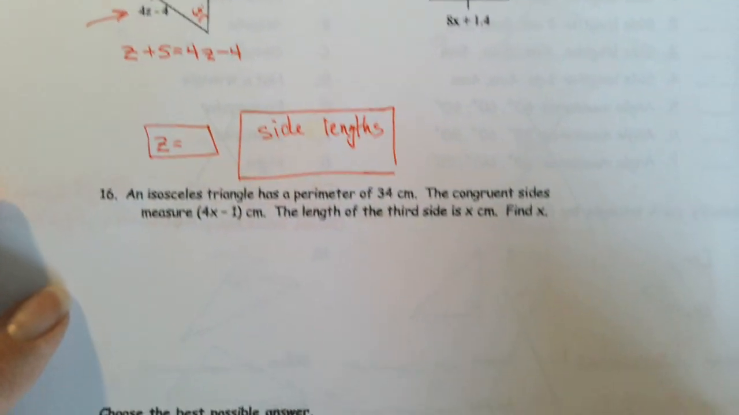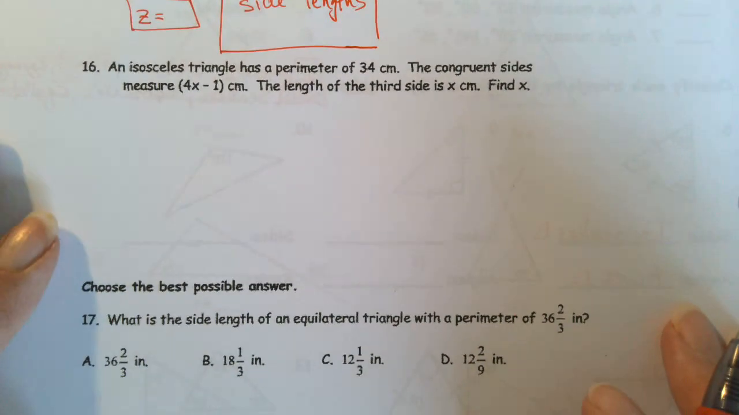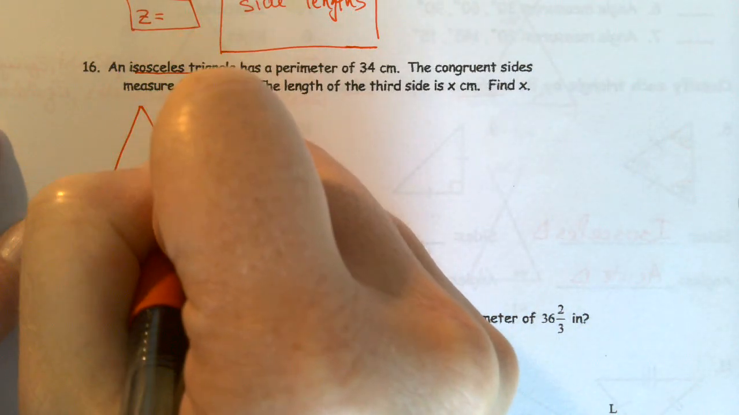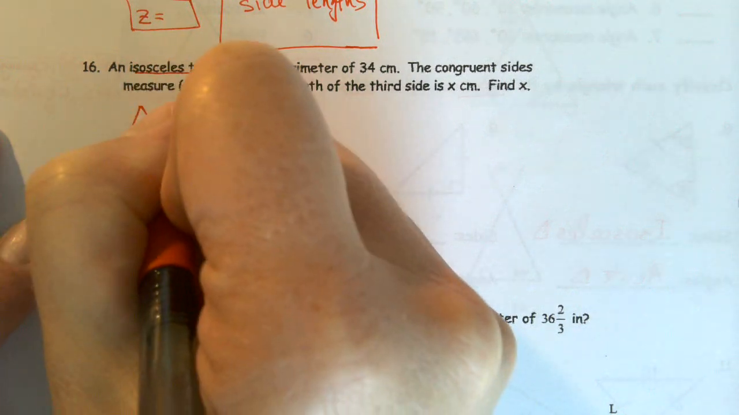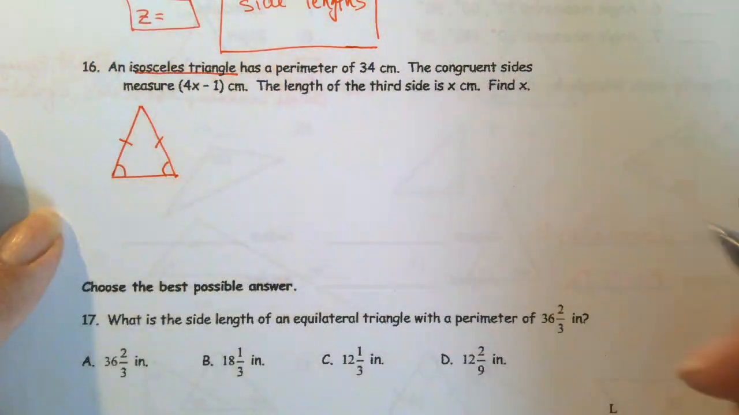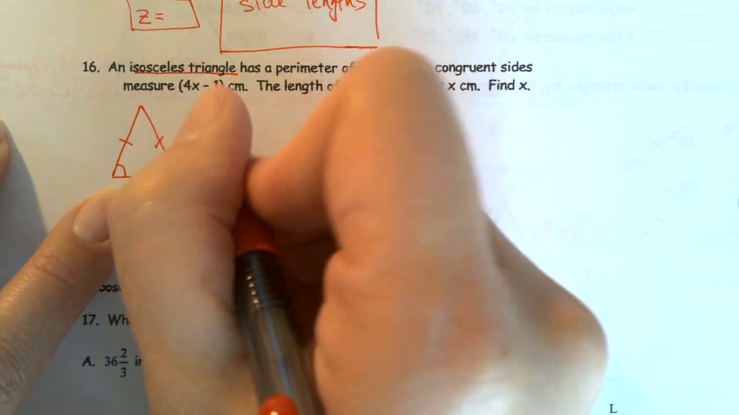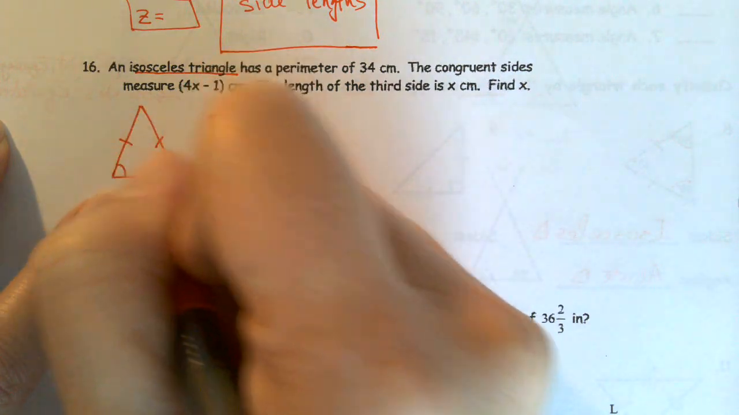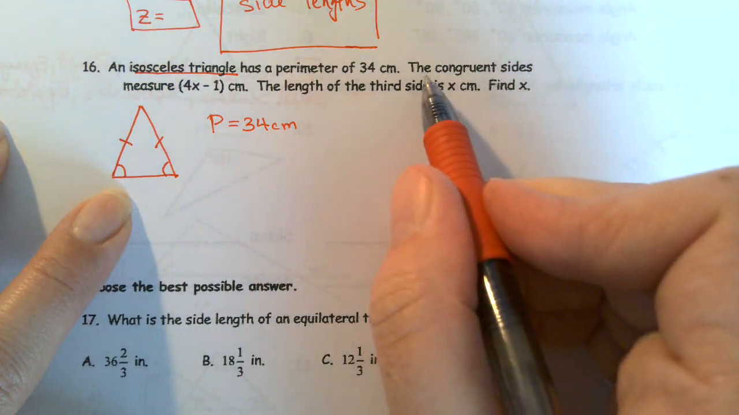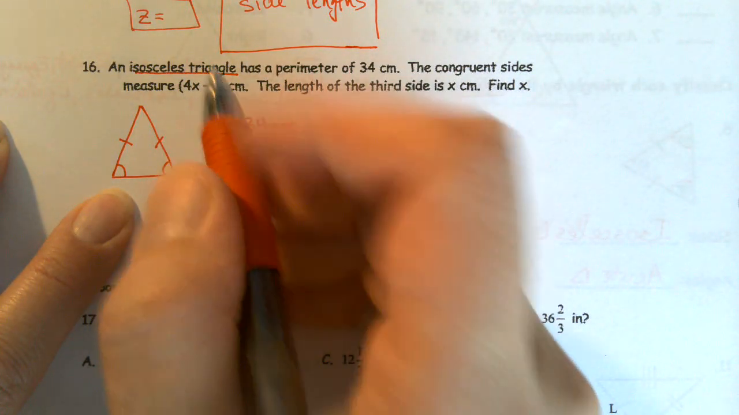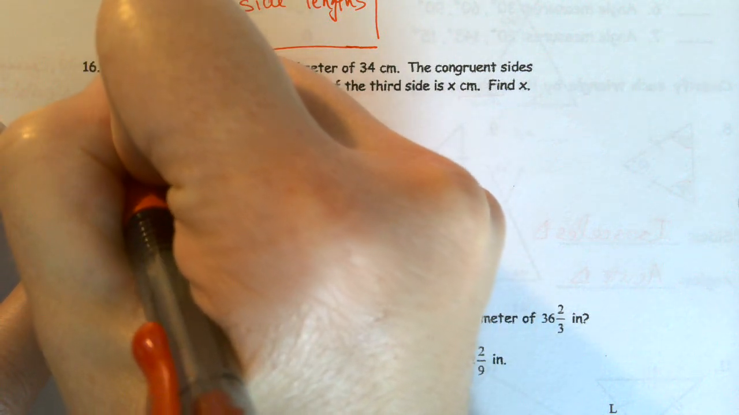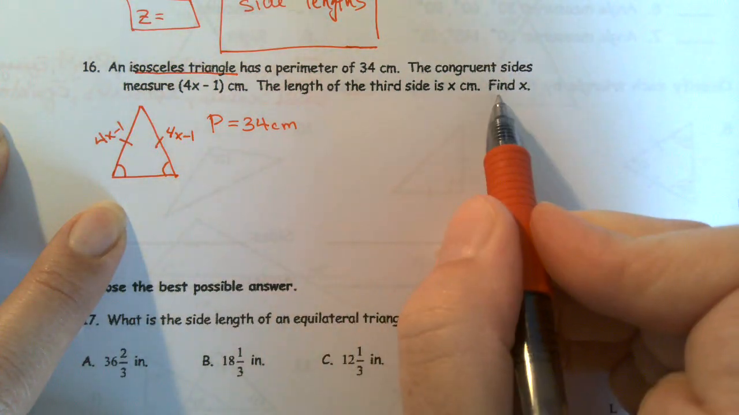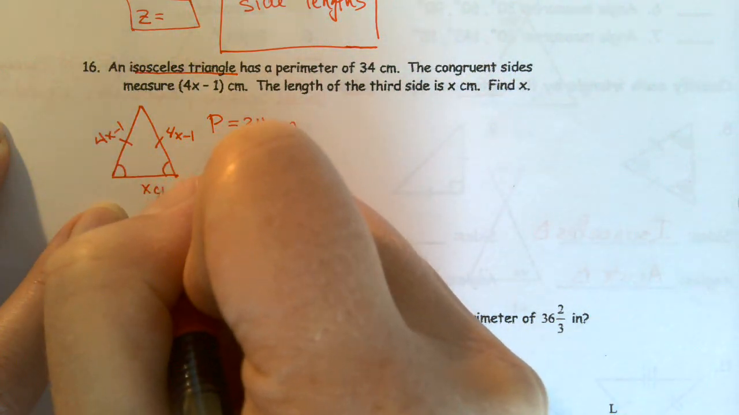All right, now give you a couple tips on this next problem. An isosceles triangle. Okay, as soon as I see that, I'm going to draw my isosceles triangle where I have two congruent sides and two base angles that are congruent. It says it has a perimeter of 34. Now remember, perimeter is the distance if we walk around the outside. The congruent sides measure 4x minus 1. Okay, so 4x minus 1, and this one is also 4x minus 1. The length of the third side is just x centimeters.